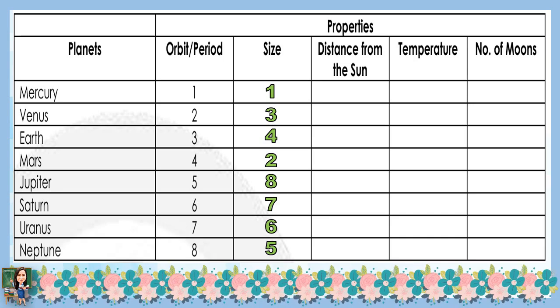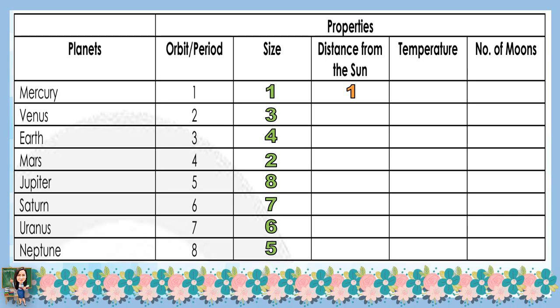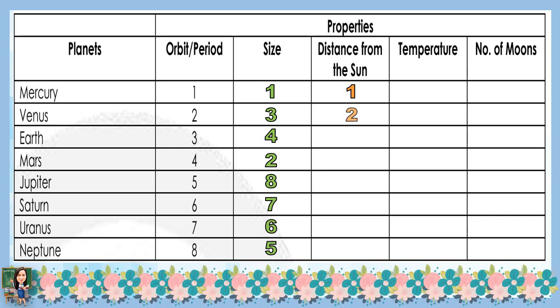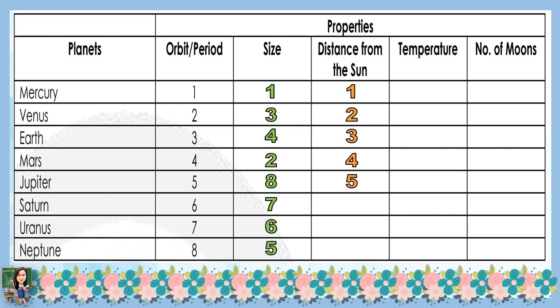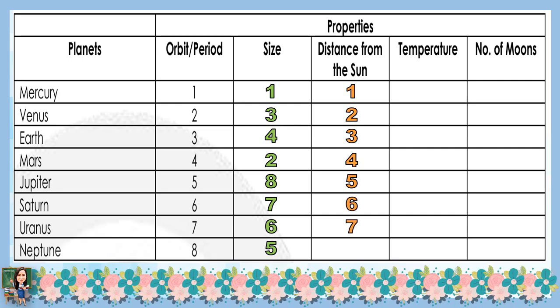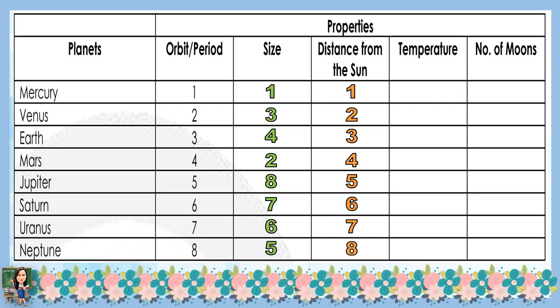Then, the distance from the Sun in increasing order. Number 1 is Mercury. Mercury is the nearest planet from the Sun. Number 2 is Venus. Number 3 is Earth. Number 4 is Mars. Number 5 is Jupiter. Number 6 is Saturn. 7, Uranus. And number 8 is Neptune. Neptune is the farthest planet from the Sun.